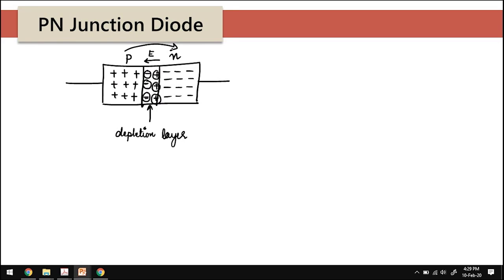Right now, I have not connected any external voltage. Because of this built-in electric field, due to those uncovered bound charges, majority carriers cannot flow anymore. And because of this electric field, you can say there is a potential, V0. This is called junction potential. It's also called barrier potential.